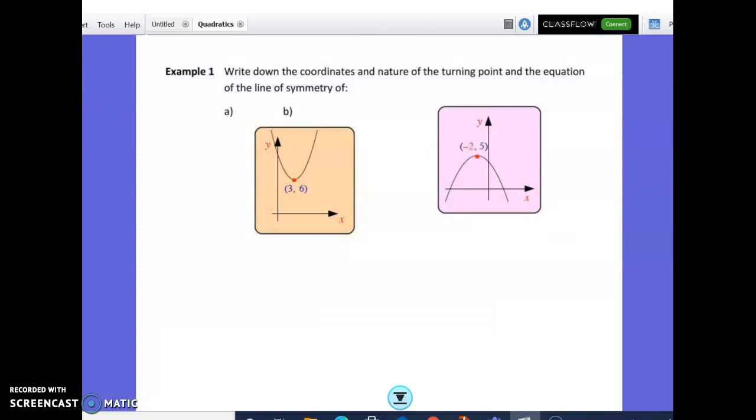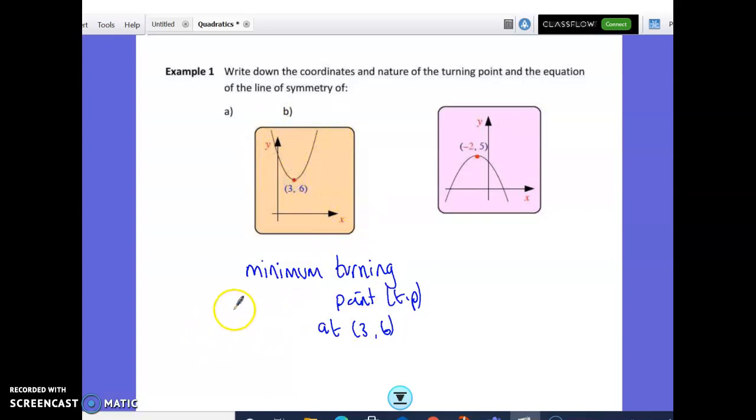Okay, what we're going to do then to start with is have a look at these two graphs, and all I want to do is write down the nature, the turning point, and the equation of the line of symmetry. So looking at the first one here, it turns at the bottom, so it's got a minimum turning point. I'm going to shorten turning point to TP from now on, and the minimum turning point is at 3, 6. The nature of the turning point is where it turns. It's turning at the bottom.